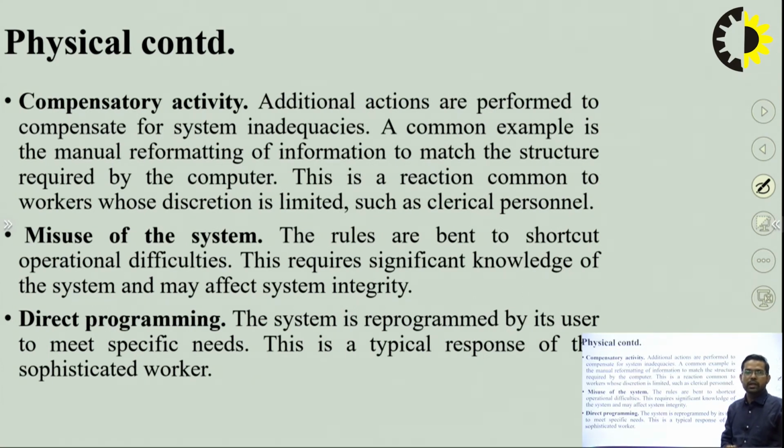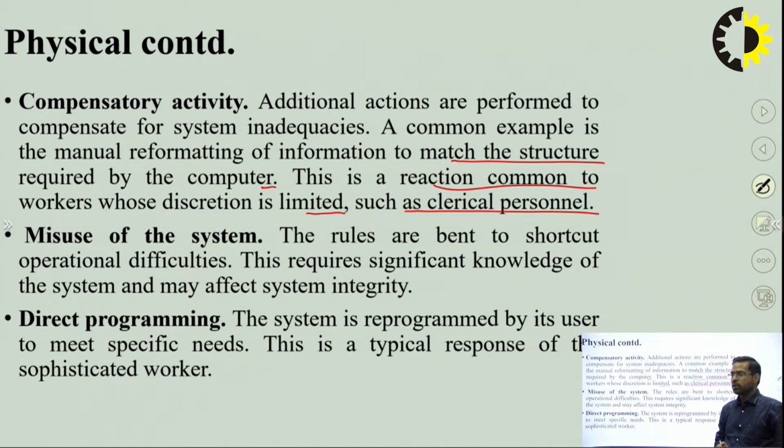Compensatory activities: additional actions are taken to compensate for the system's inadequacy, such as manual reformatting of information to match the structure required by the computer. This is a reaction common to workers whose discretion is limited, such as clerical personnel. Just like when I'm typing a document and I put it into the proper format, that is an additional compensatory activity.